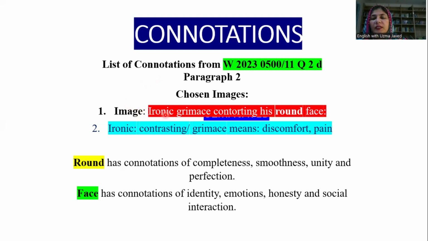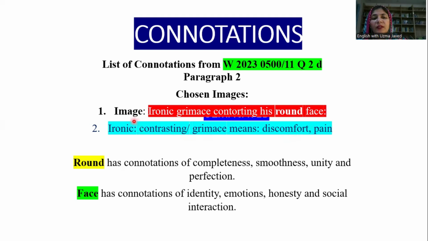So the first image is "ironic grimace contorting his round face." Now in the marking scheme, there will be more than three images per paragraph. You, as a candidate, are supposed to choose those images with which you are comfortable. It is not that you just have to impress the examiner by the choice of image. The meanings, the explanations, and the connotations should also be correct. Therefore, choose simple images with which you are comfortable.